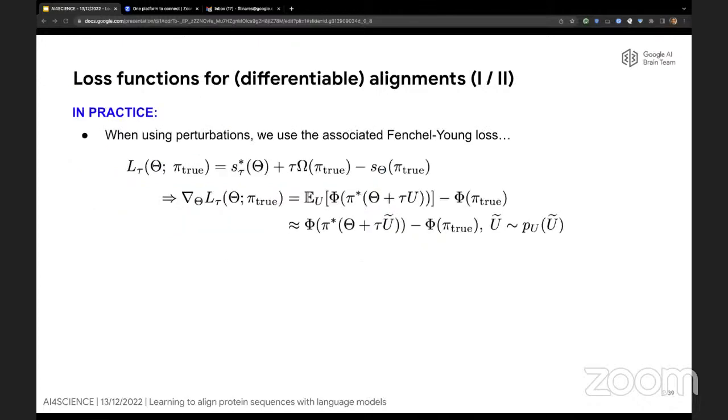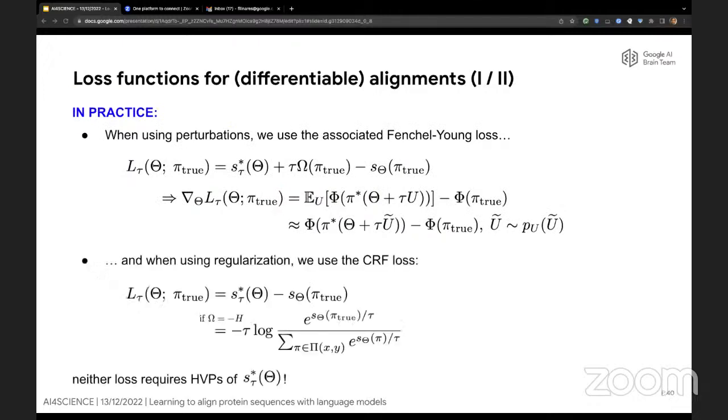And I will go quite quickly over this. In practice, we use two specific losses, one for perturbations and another one for regularization, that are convenient mathematically. The first one is the so-called Fenchel-Young loss. I will not go into too much detail. As the name suggests, it is derived from the Fenchel-Young inequality. And it's a bit of a weird loss because we cannot really compute the value of the loss, but the gradients are super simple to estimate, and they are very convenient.